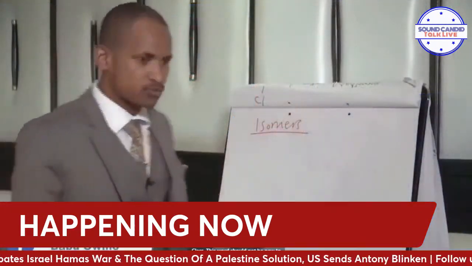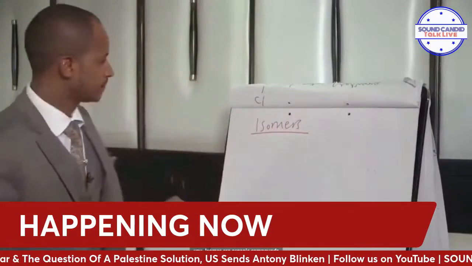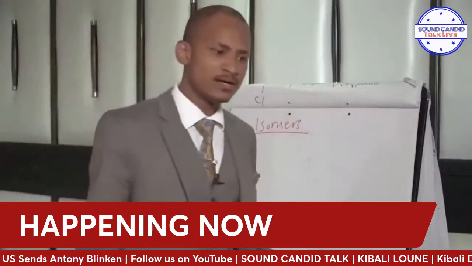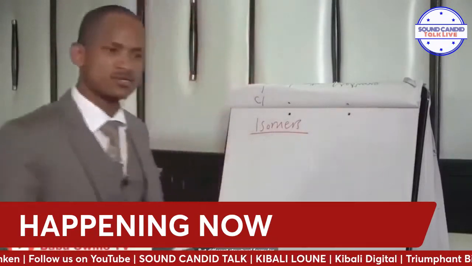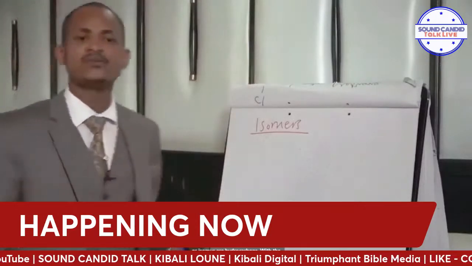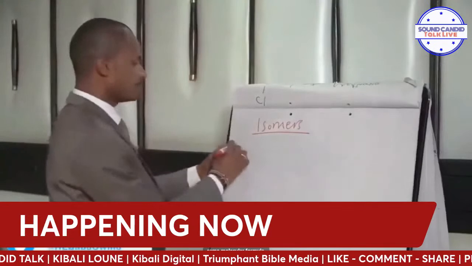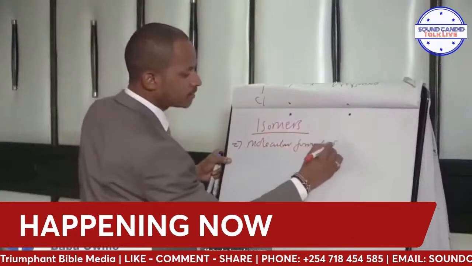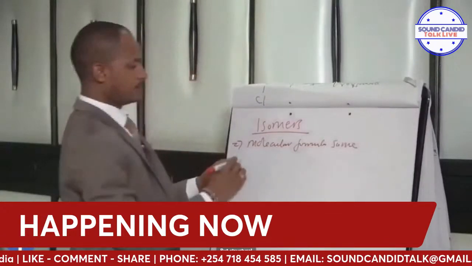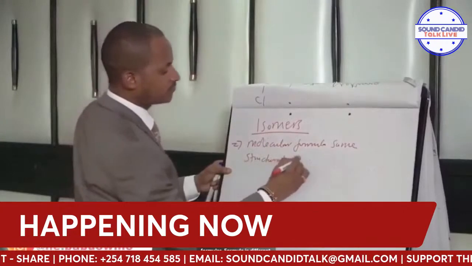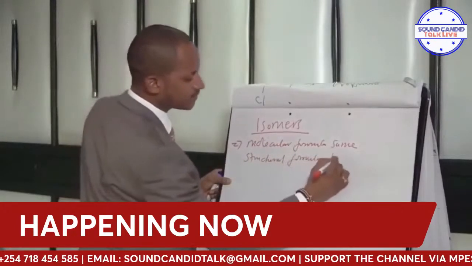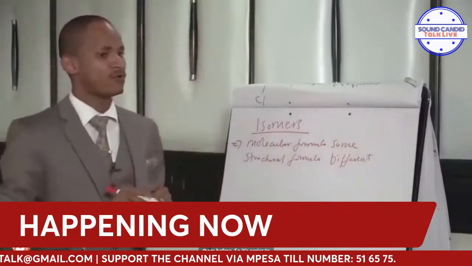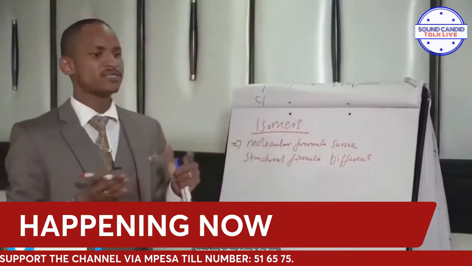Class, this word should not be new to you. Isomers are organic compounds with the same molecular formula but different structural formulas. Or isomers are hydrocarbons with the same molecular formula. Molecular formula is the same, but structural formula is different. And if you can remember, we were doing them before, so it's easier to introduce it after doing it.